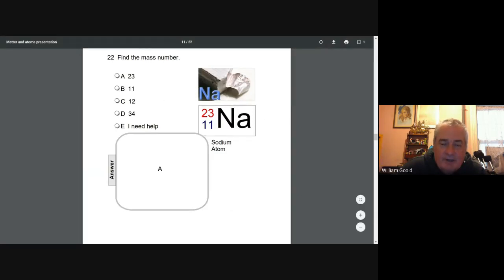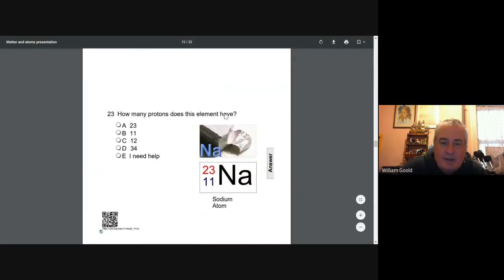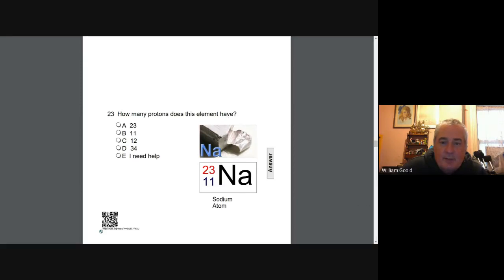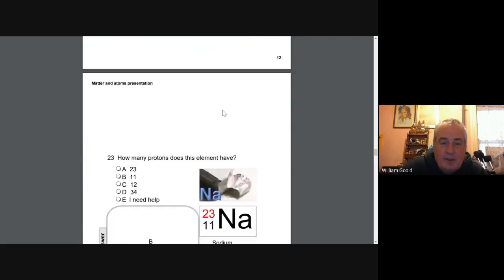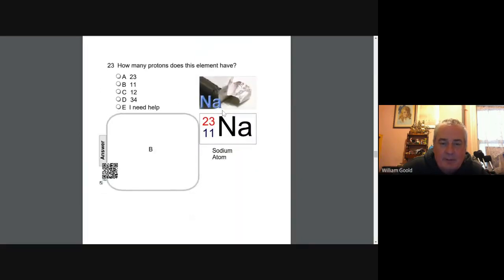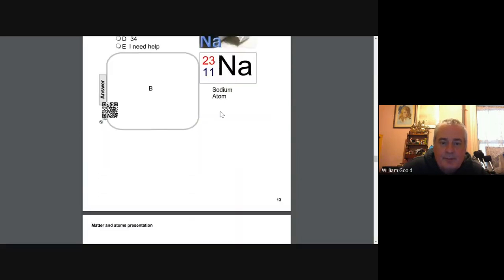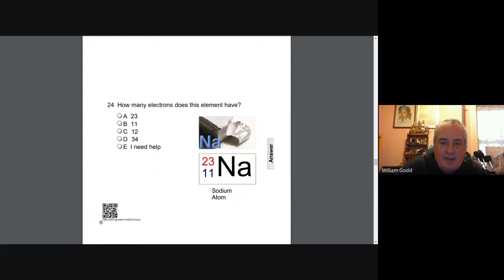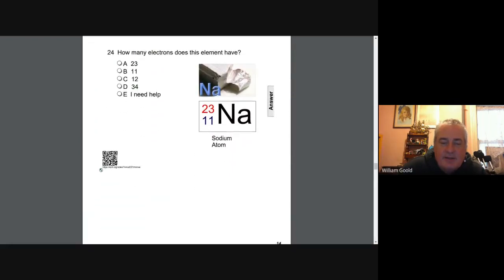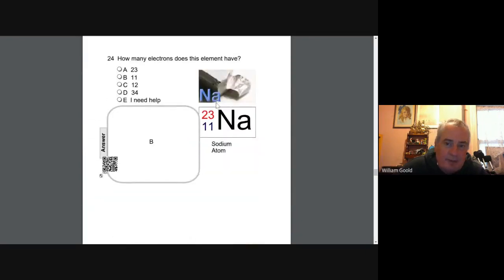Protons plus neutrons. How many protons do we have? Protons are represented by the atomic number. So the number of protons would be 11, which is B. How many electrons does sodium have? Since it's a neutral sodium atom, the number of protons has to be the same as the number of electrons. So the answer is B, 11 again.